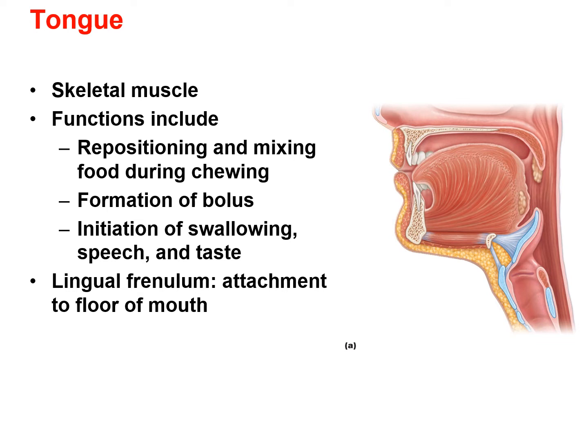Lastly, the tongue is attached to the floor of the mouth through a lingual frenulum, and a child can be born with a short frenulum and be considered tongue-tied. If this occurs, the frenulum can be surgically snipped so that the child doesn't have any problems with speaking or eating.